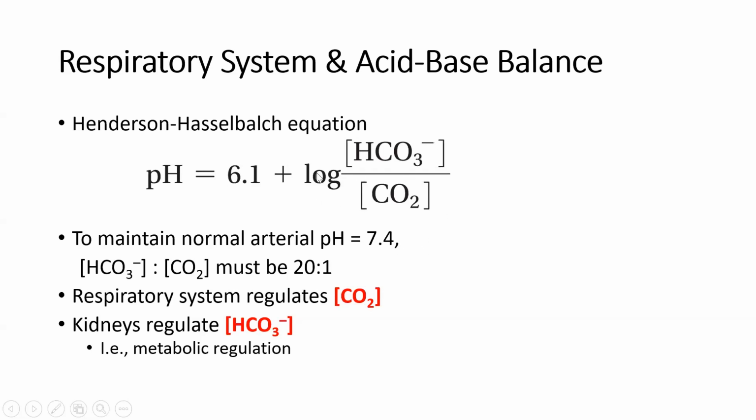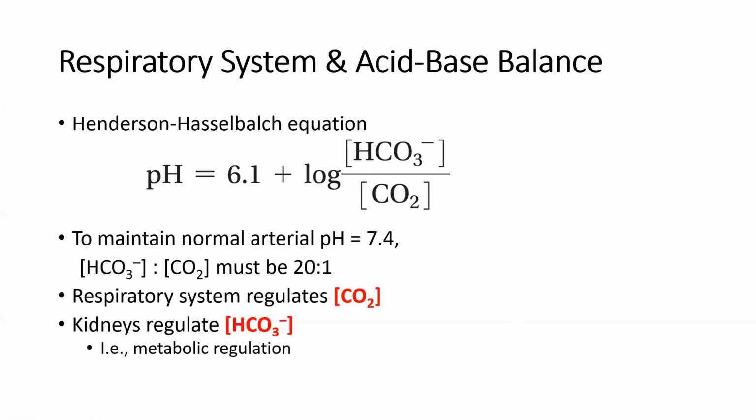And so what I want you to deduce from this relationship is that in order to keep our arterial blood pH at 7.4, which is within that window that we need it to be at, the ratio of bicarb to CO2 must be 20 to 1. Okay, must be 20 to 1. And in order to keep that 20 to 1 ratio, the respiratory system regulates the CO2 and the kidneys regulate the bicarb.